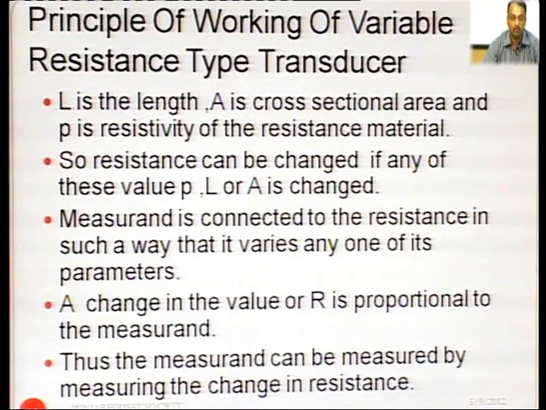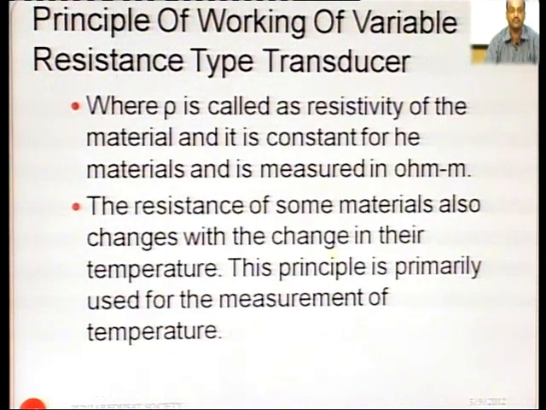The measurand, the quantity to be measured, is connected to the resistance in such a way that it varies any one of its parameters. Any one means rho, L or A. A change in the value of R is proportional to the measurand. Thus, the measurand can be measured by measuring the change in resistance. So, change in the resistance actually indicates the value of the measurand, and the value can be changed either by changing the length of the conductor, the area A of the conductor or rho, that is the resistivity of the conductor.